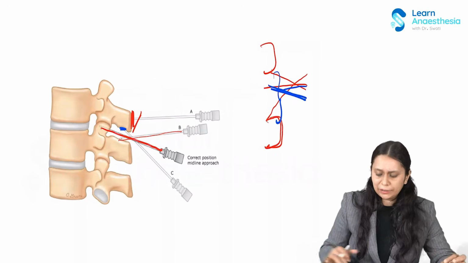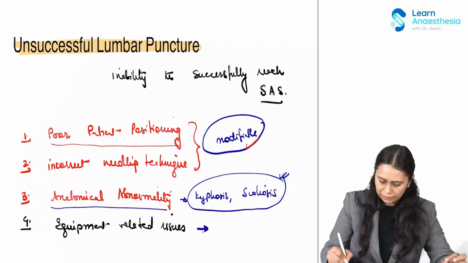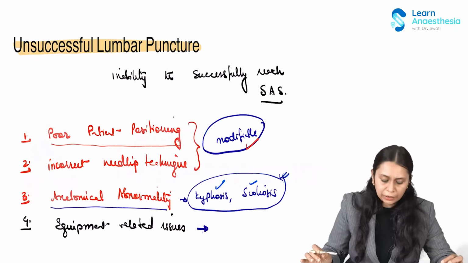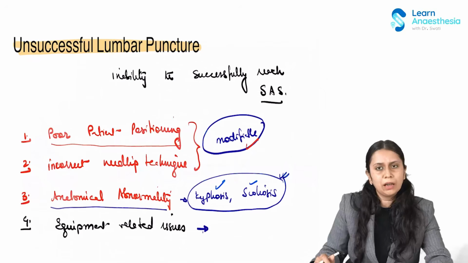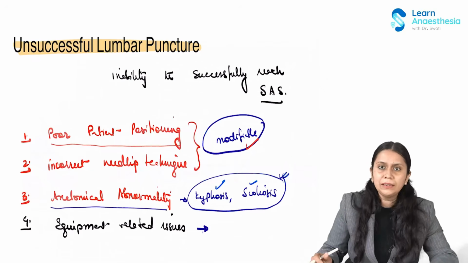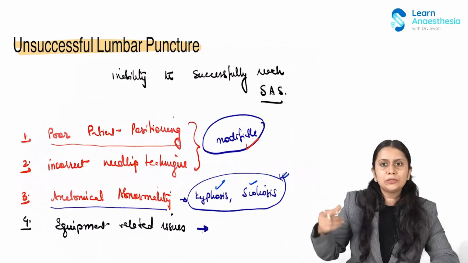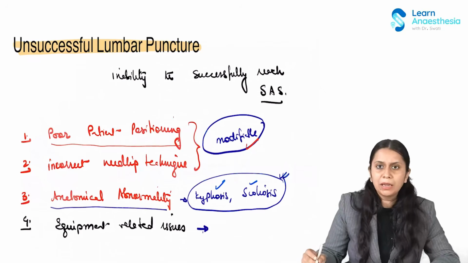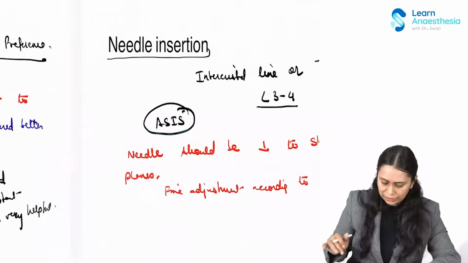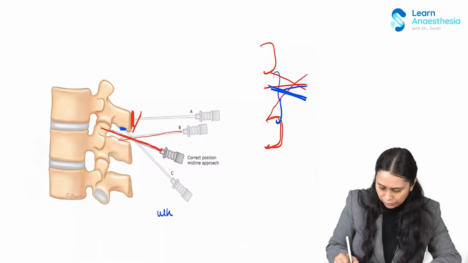Now, in case of anatomical difficulty, like if the patient has kyphosis, scoliosis, any anatomical difficulty, the use of ultrasound can be very helpful. How can ultrasound help us? A pre-procedural ultrasound can tell us about the midline. We can mark the midline, and we can also know the depth at which we will get the subarachnoid space. So we can assess the depth. So ultrasound can be very helpful.